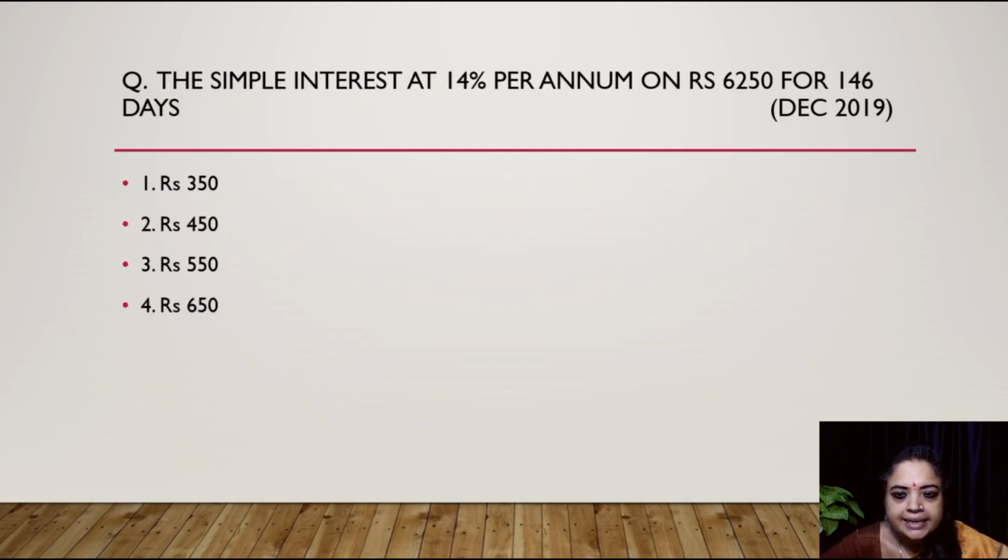Now let us see the problems that have been asked in the previous year exams. The first one, let us see. The simple interest at 14% per annum on rupees 6,250 for 146 days is, and the options are given as 1, 2, 3 and 4. Let us see how we can calculate this.